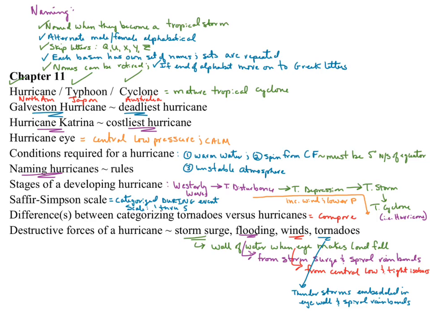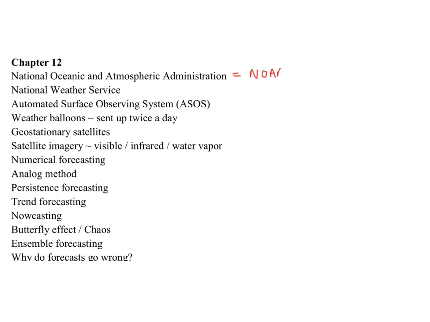So on to the last chapter in this unit, forecasting. For the first three terms, basically know the acronyms. NOAA stands for National Oceanic and Atmospheric Administration. National Weather Service is more local, and it's abbreviated NWS. And we've come kind of full circle. We talked about ASOS earlier on in this class. Remember, this is a set of equipment that automatically measures atmospheric conditions and automatically sends that information to folks who need it, including airports. So ASOS stands for Automated Surface Observing System.